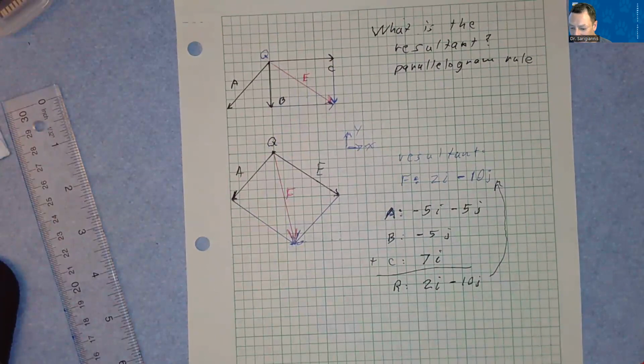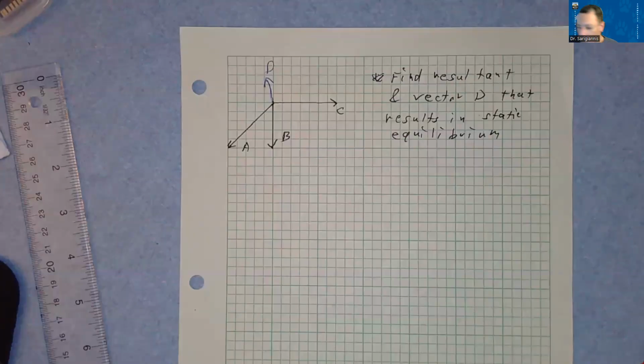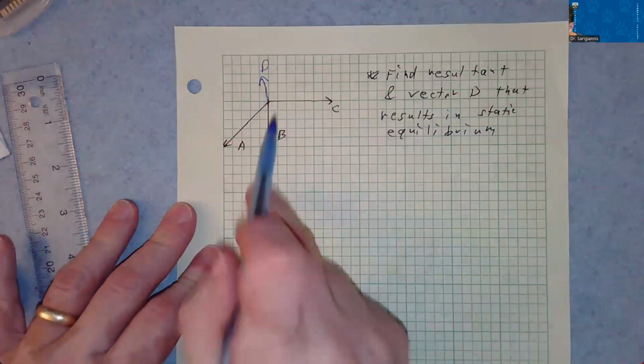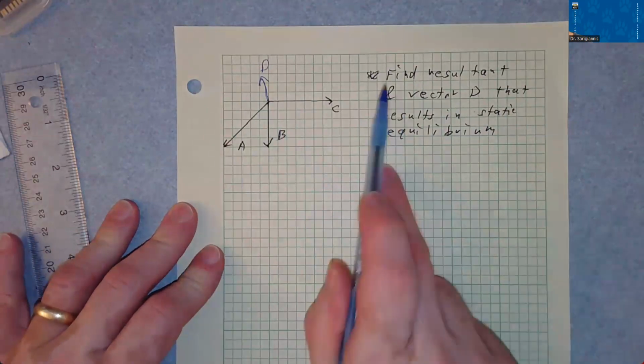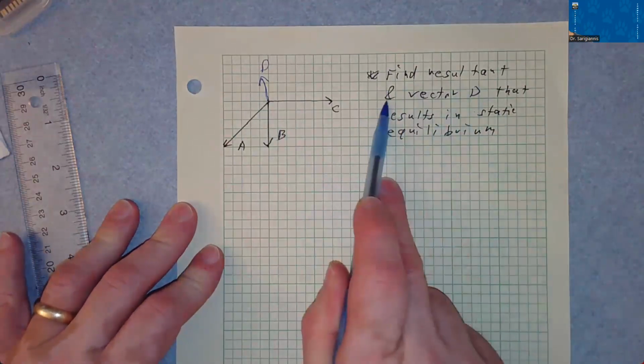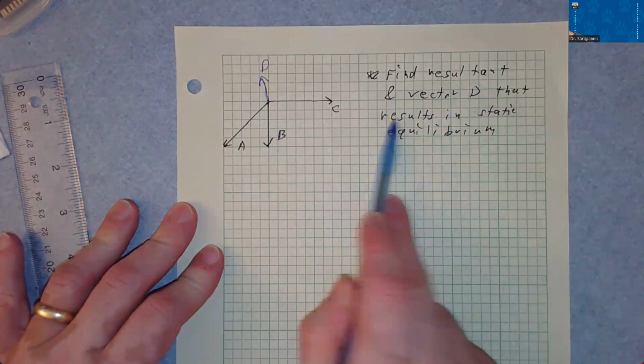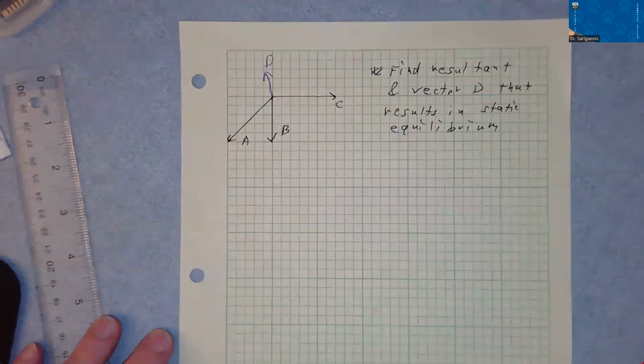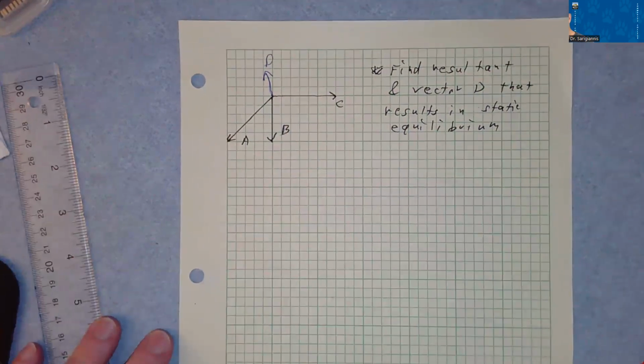I'm just going to pause this video and switch sheets here for a minute. All right, so what I did here is I sketched out basically the same vectors. I threw in this arbitrary D, and I say, okay, find the resultant and vector D that results in static equilibrium. Now, I'm going to do this a little differently. I'm going to find the resultant first. And I'm going to do it by adding the vectors up tip to tail.